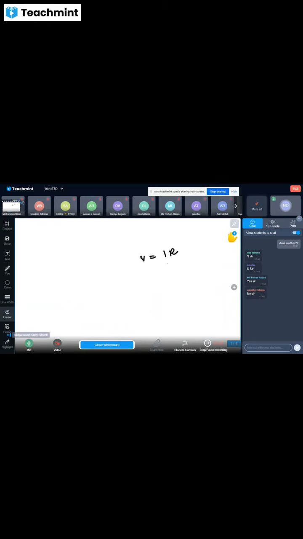All right, I'll draw this again on top. So we're talking about V is equal to IR. Remember, this is the golden rule. And we're talking about resistors connected in series. R1, R2, R3. Correct? Are we clear so far?